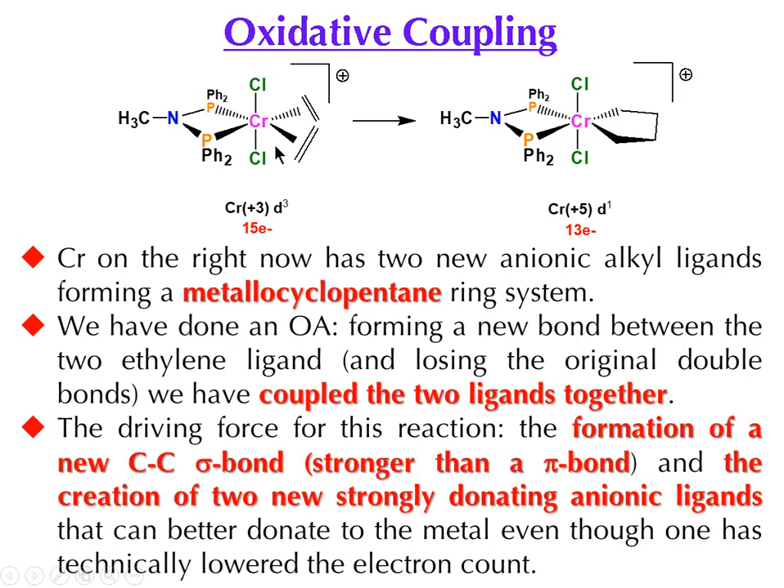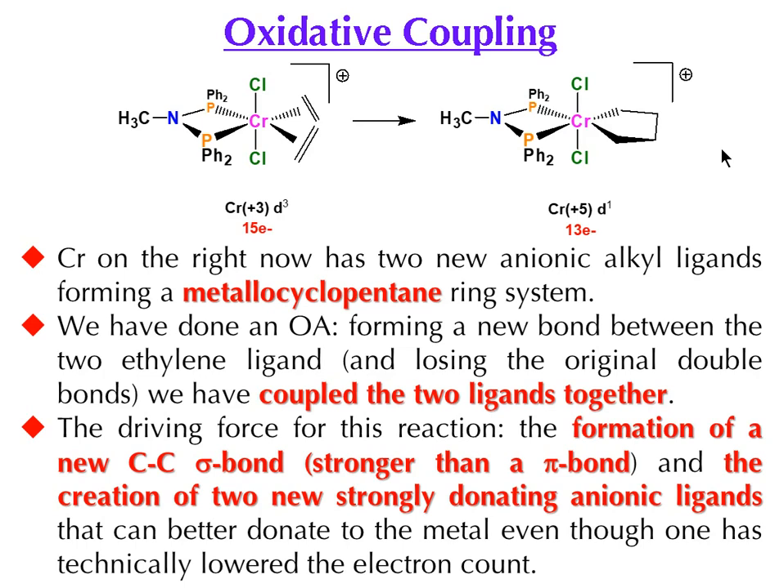Oxidative coupling. Consider this reaction where we have a chromium center with 2 alkene ligands that is transformed to chromium with 2 alkyl ligands. So we pass from chromium 3 to chromium 5. So this is an oxidation. And since we add 2 ligands, it could be noted as oxidative addition. But as we know, in the oxidative addition, the coordination number increases by 2, and this is not the case. And the electron counting also increases by 2, and this is not the case.